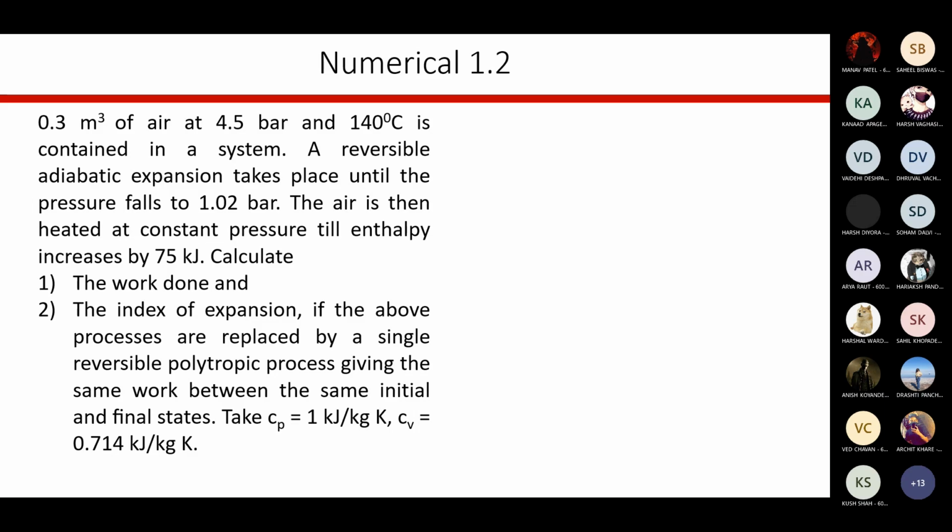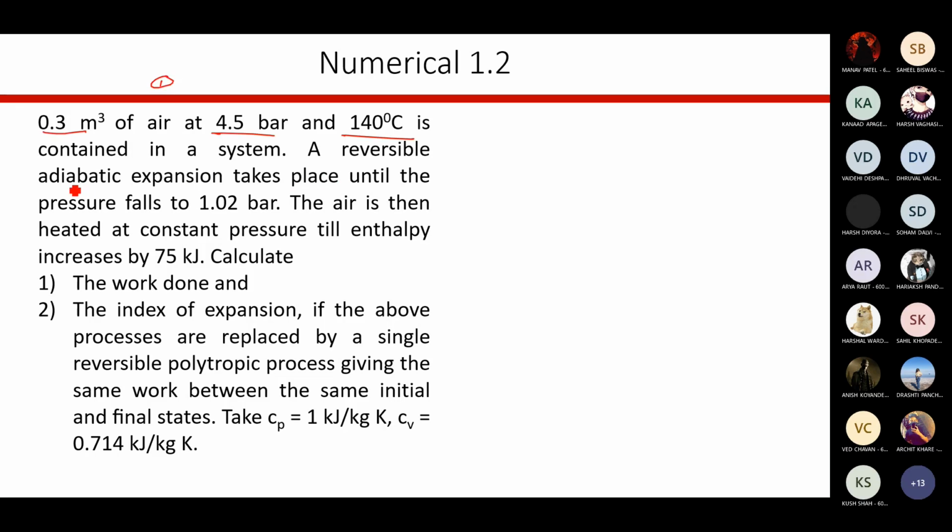So take down 0.3 meter cube of air at 4-point bar and 140 degrees C is contained in a system. A reversible adiabatic expansion takes place until the pressure falls to 1.02 bar. The air is then heated. Now you should note down those keywords. This is the data given. This is a state point information. At state point, let us say 1.